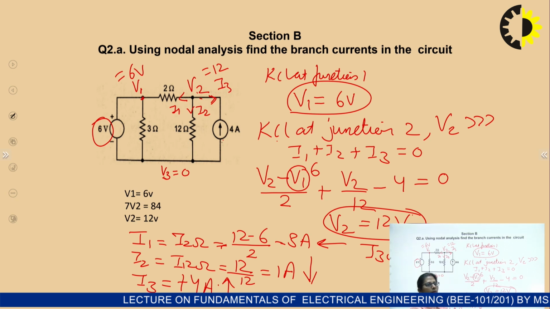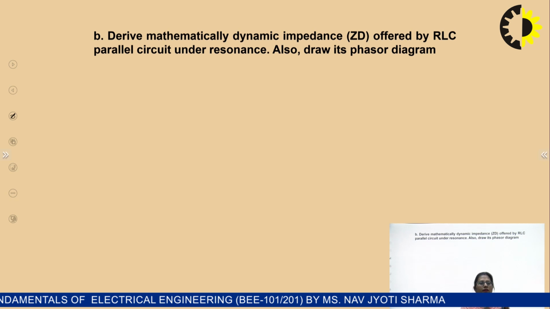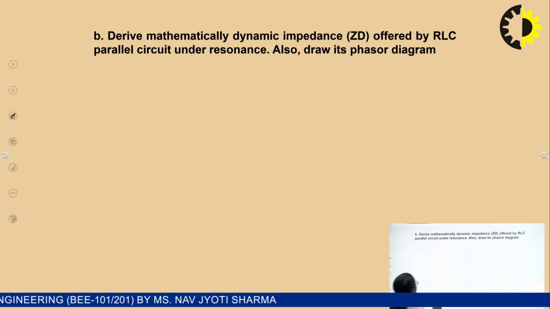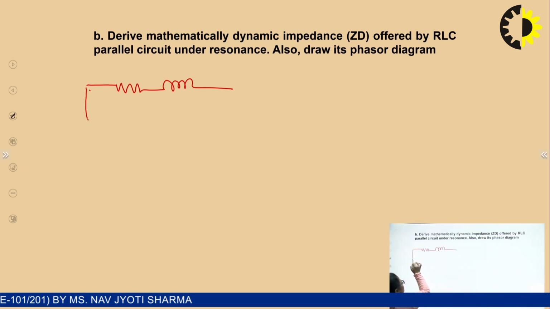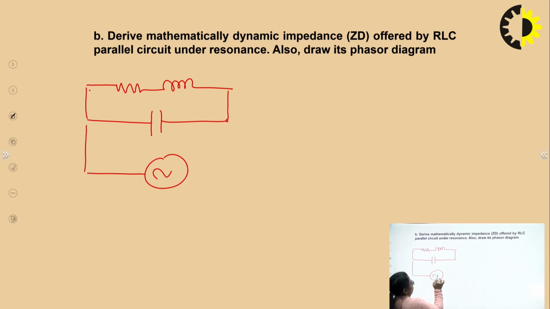Moving on with the second B question. Derive mathematically the dynamic impedance offered by an RLC parallel circuit under resonance, and also draw its phasor diagram. Right. So it is an RLC parallel resonant circuit. There are various circuits for parallel resonance, but the most common tank circuit is an R and L connected in series, and that is connected in parallel with a capacitor that is being fed with an alternating supply, say V.